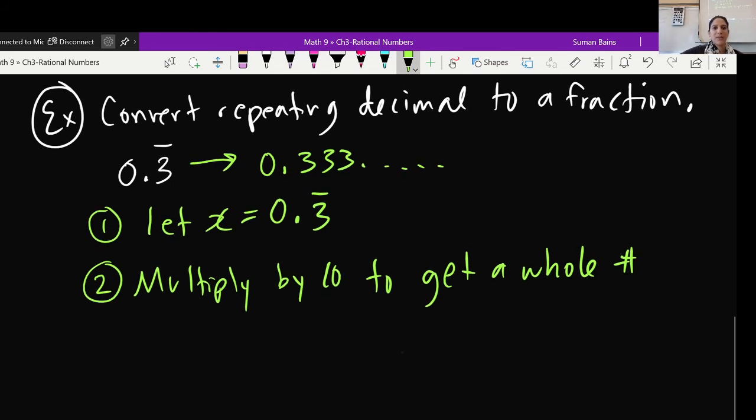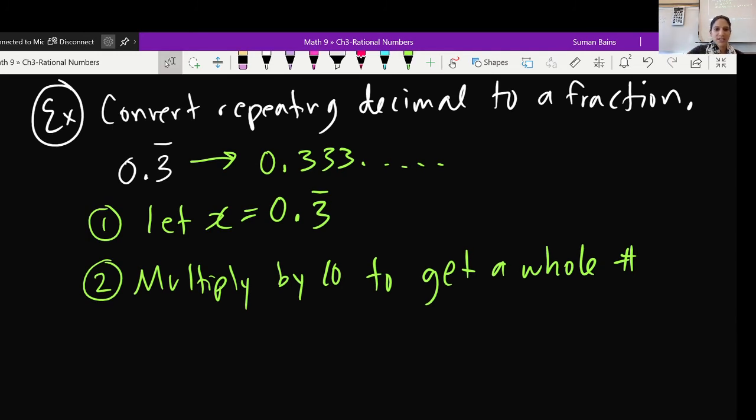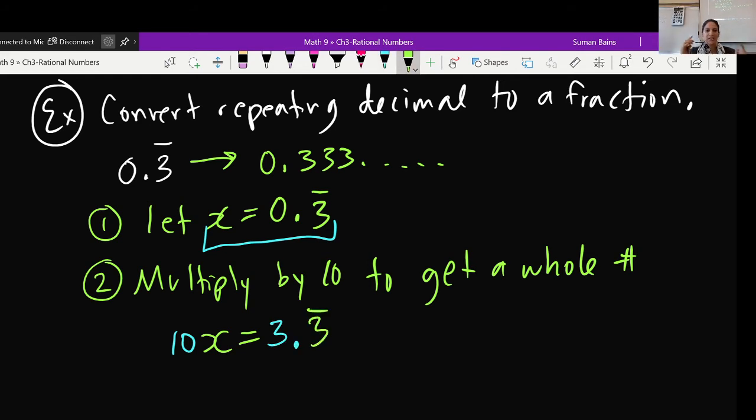So let me show you what I mean by that. Instead of this part here, you know how it says x equals 0.3 repeating? I'm going to make it 10x equals 3.3 repeating. Do you get what I just did? I basically took this part and I multiplied both of the sides by 10.